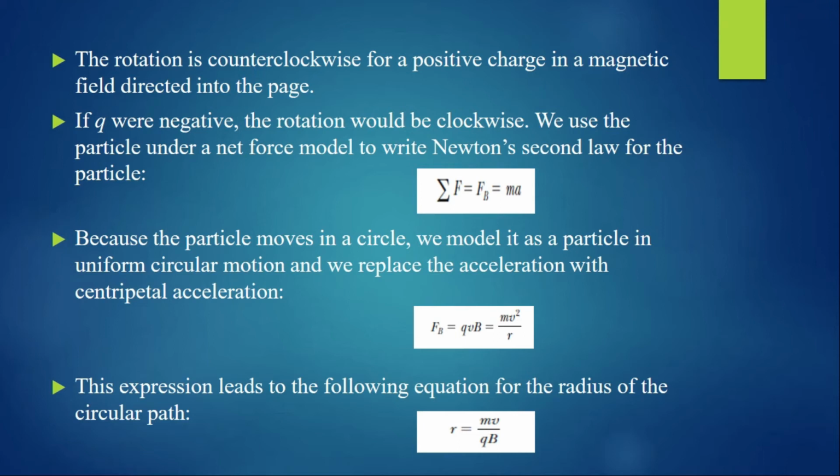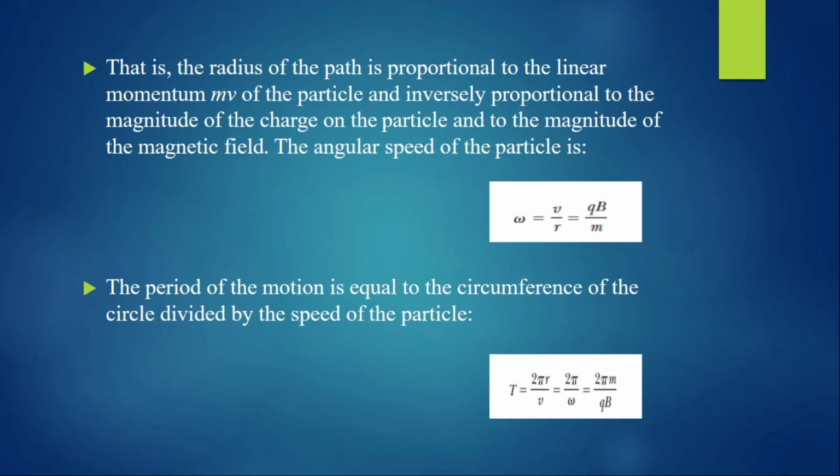This expression leads to the following equation for the radius of the circular path. The radius will be equal to mv divided by qB. The radius of the path is proportional to the linear momentum mv of the particle and inversely proportional to the magnitude of the charge on the particle and to the magnitude of the magnetic field. The angular speed of the particle is omega, which equals v divided by r, which equals qB divided by m.